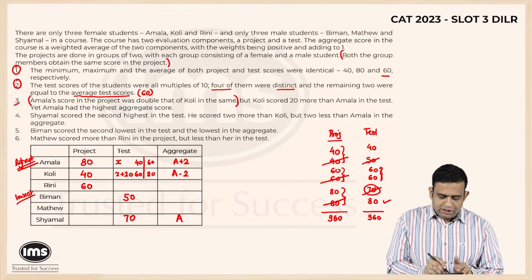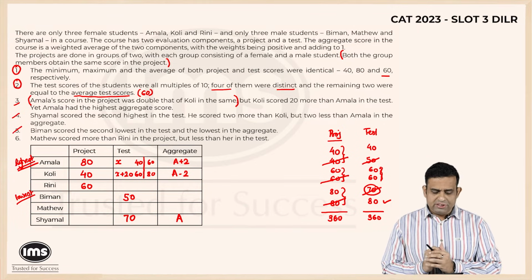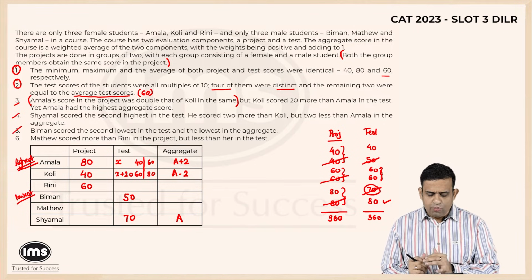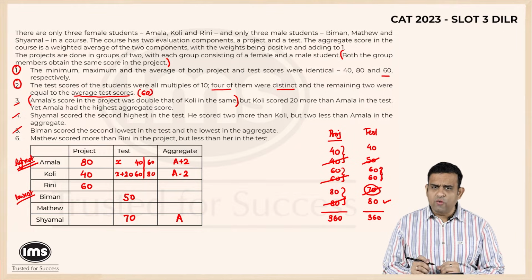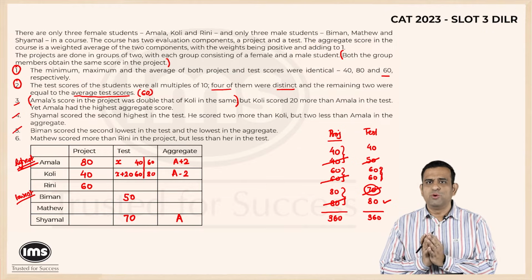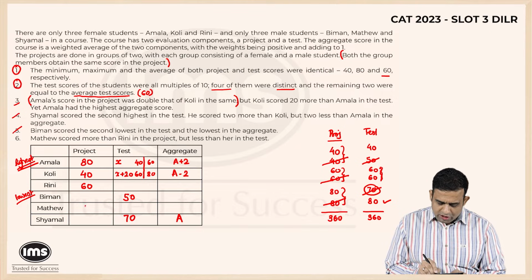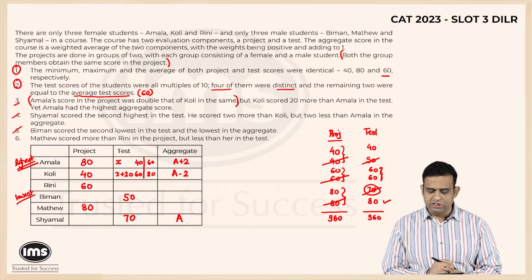Then if I look at the last point, so we have used points number 3, 4, 5. The last point is point number 6. It says Matthew scored more than Rini in the project. Now we know that Rini's score in the project happens to be 60, and the only number more than 60 which is possible is 80. So one can say Matthew must have got an 80 in the project.